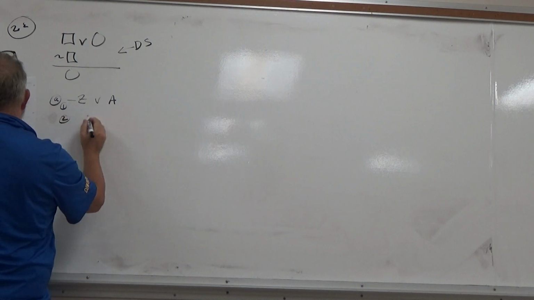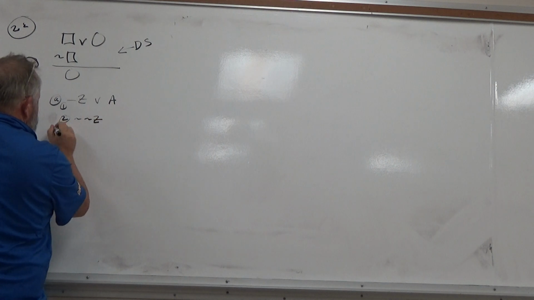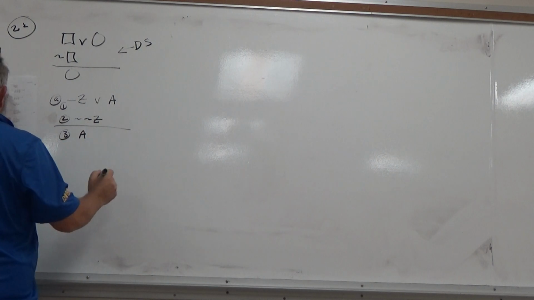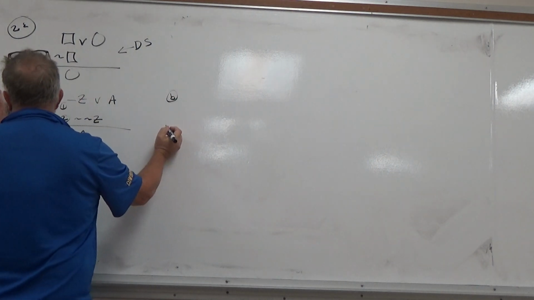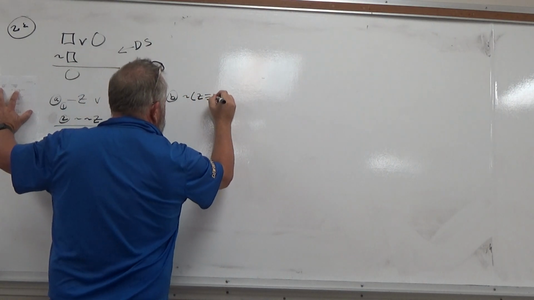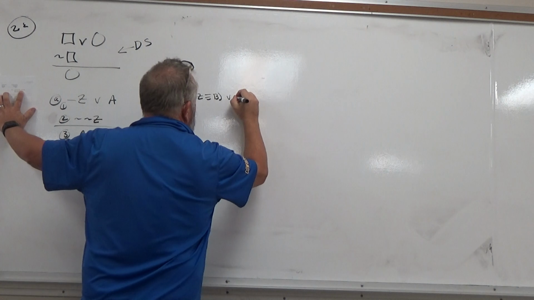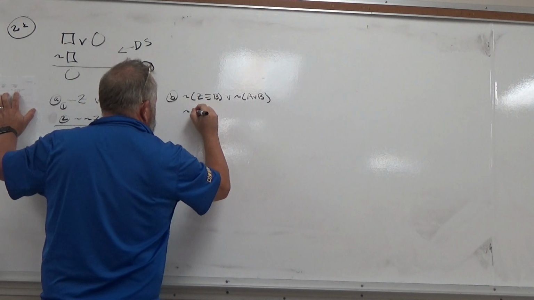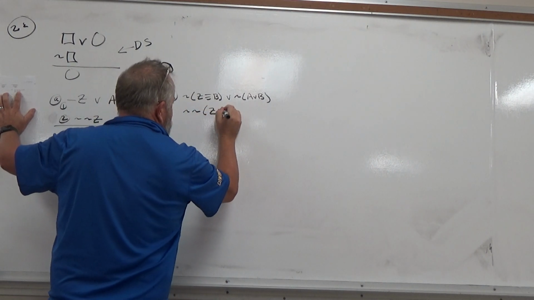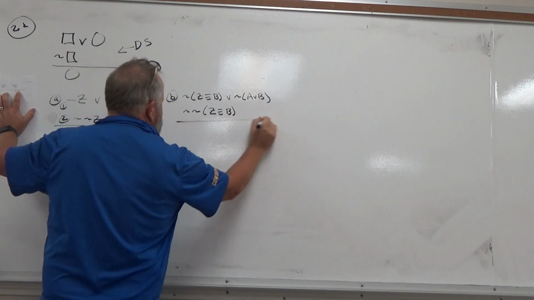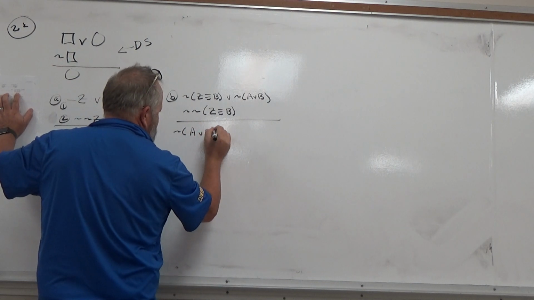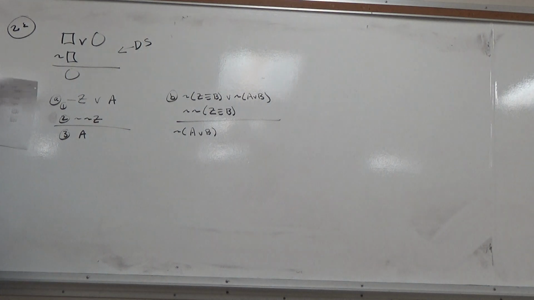So we have not Z or A, not Z, and then we have A. Let me write up B on that. Not Z if and only if B, or not A or B. And then we have not Z if and only if B, and then the conclusion is not A or B. Okay, so let's do these two first, and then I'll do C and D on number 3.